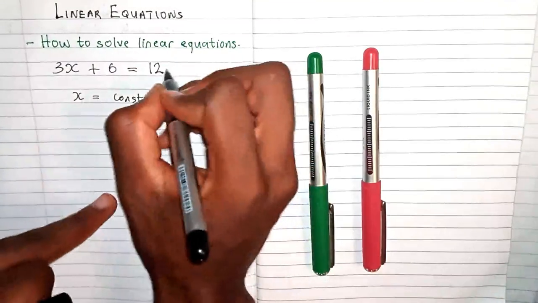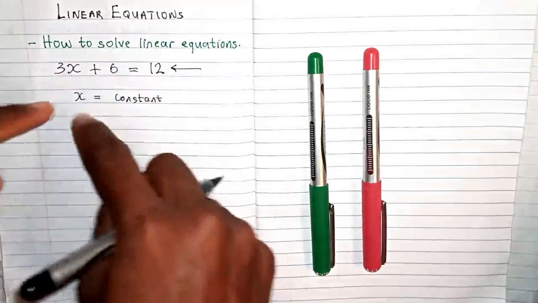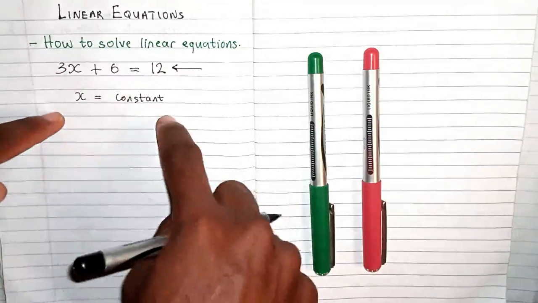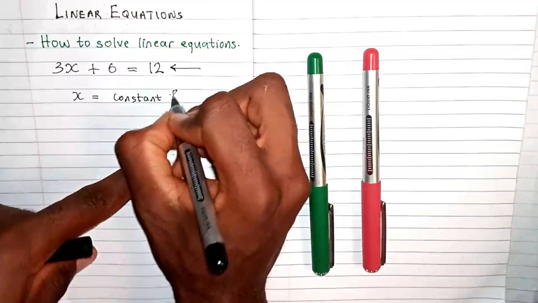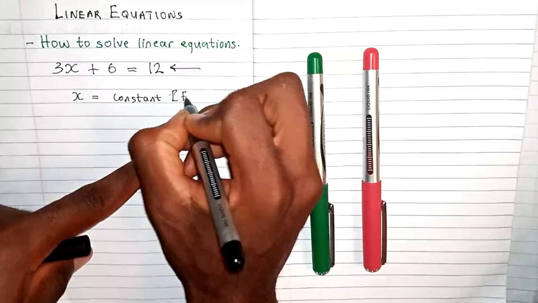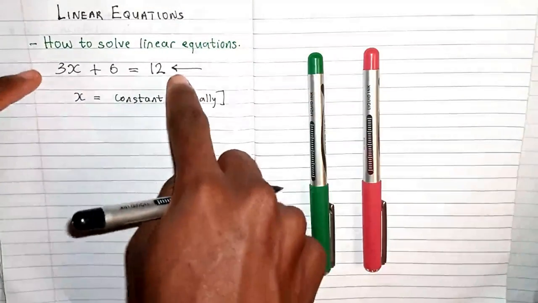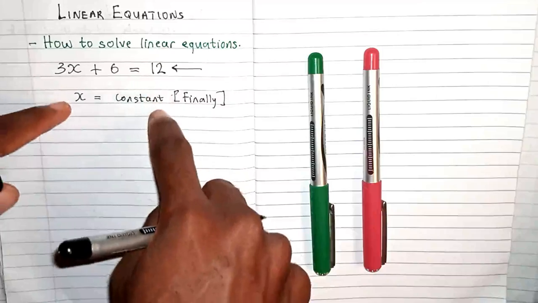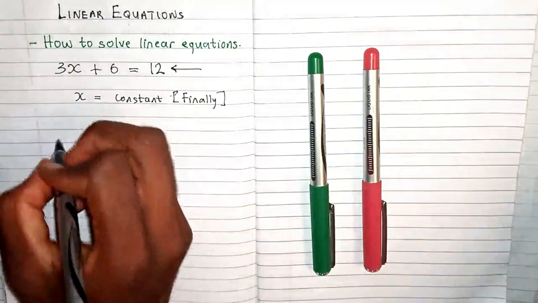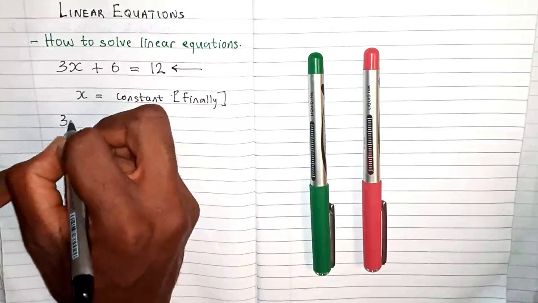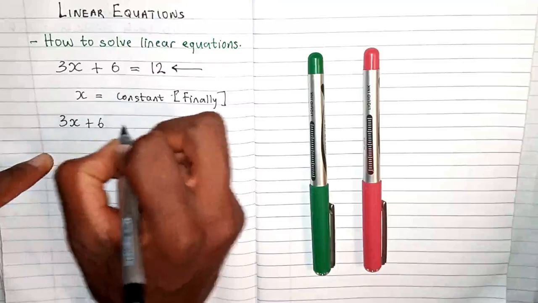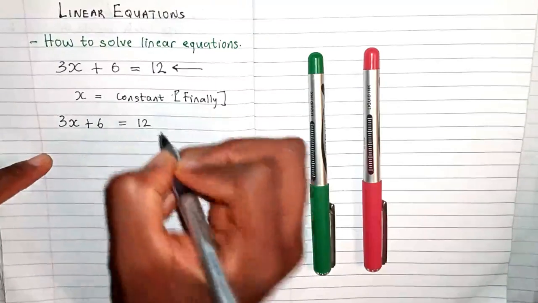So that's what we are going to do to this equation right here. How can we make this equation be in this format? This is the final format that we want. We want it to be like this finally, but this is the beginning. Now, how do we reduce this to this? It's very easy. Let's write out the equation again: 3x plus 6 is equals to 12.